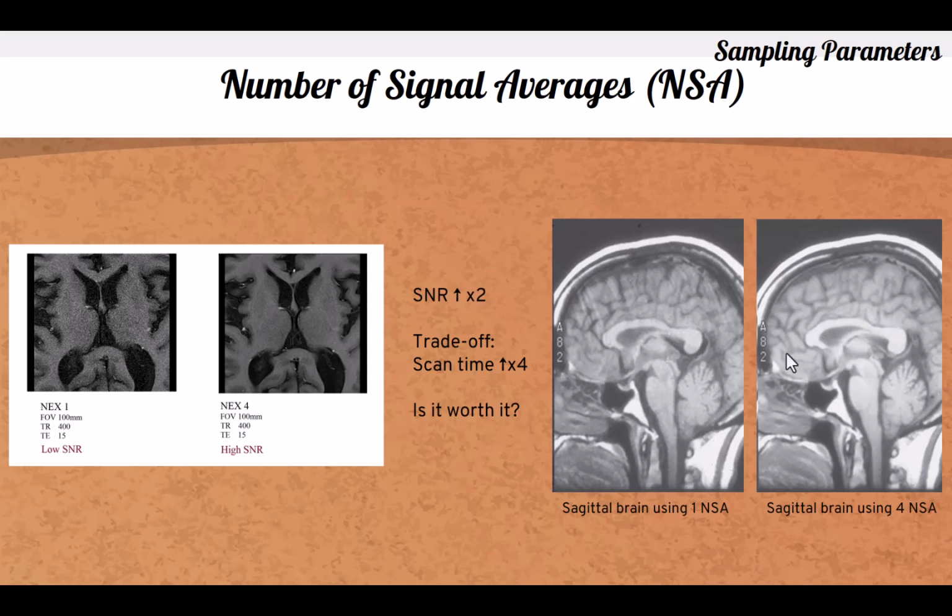And then over here we have the same relationship. We have a sagittal brain with an NSA of 1. You can see the image is pretty signal starved, and there is some motion artifact on this mid-sagittal slice. As you increase the NSA to 4, it averages out the noise or the motion artifact, which is good, and it bumps up the signal, but by only a factor of 2. And the scan time is now 4 times as much. So you always have to think about, is it worth it to bump up the NSA?